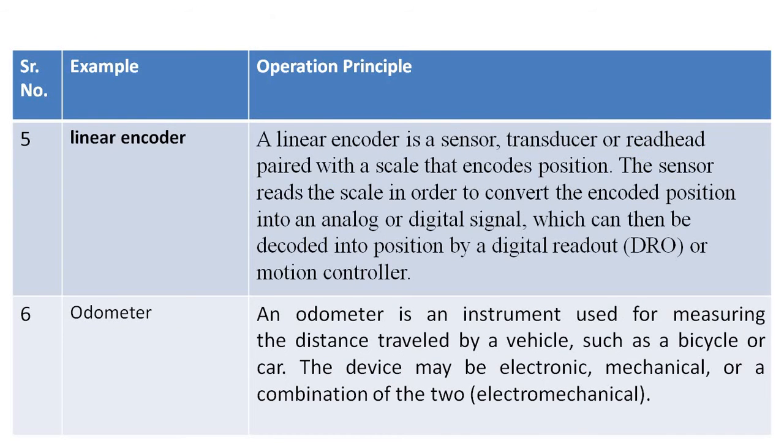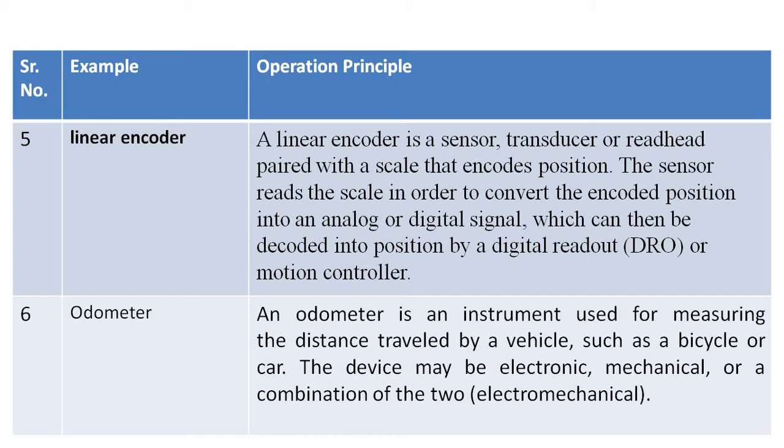The next example is the linear encoder. A linear encoder is a sensor, transducer, or read head paired with a scale that encodes the position. The sensor reads the scale in order to convert the encoded position into an analog or digital signal, which can be decoded into position and read by a digital readout or motion controller.